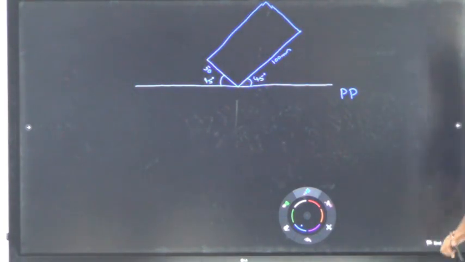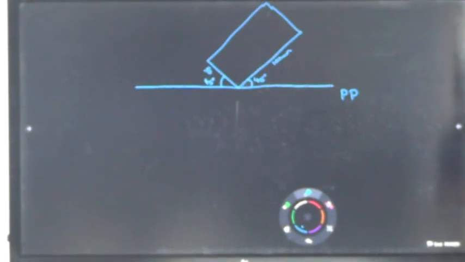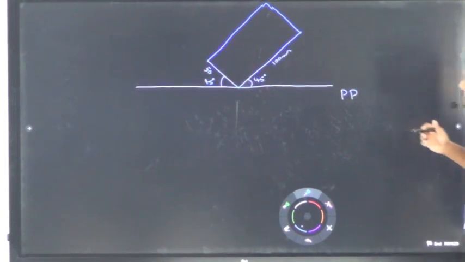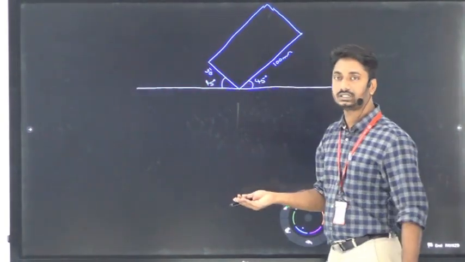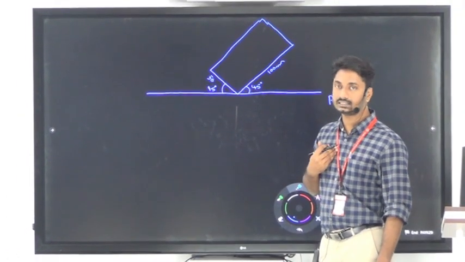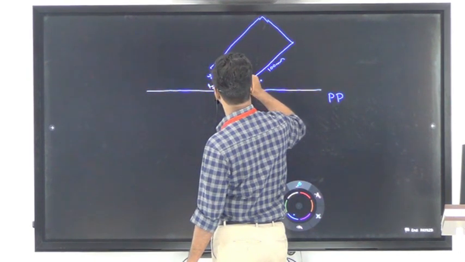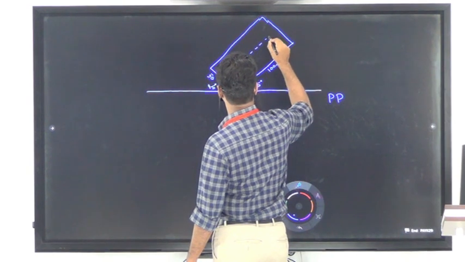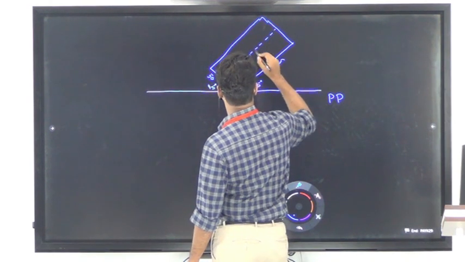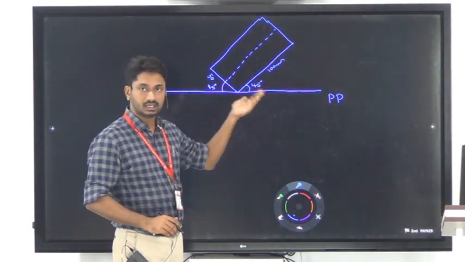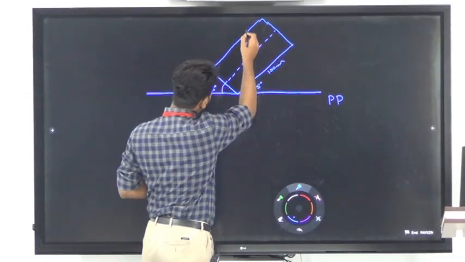Now it is given that the station point is 120 mm in front of the picture plane and lies in a center plane which is passing through the center of the prism. So first you have to mark the top view of the center plane. So we know that the center plane passes through the center of the prism. So first we are marking the center of the prism. So this will be the center of the prism. Now you have to draw the top view of the center plane which passes through the center of the prism.